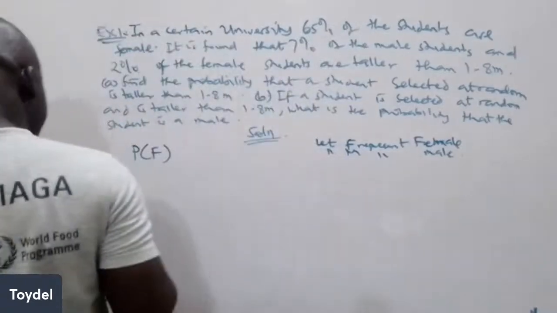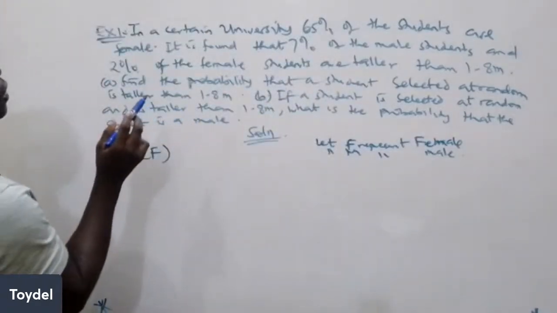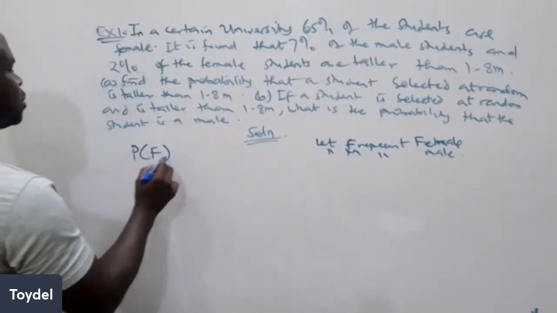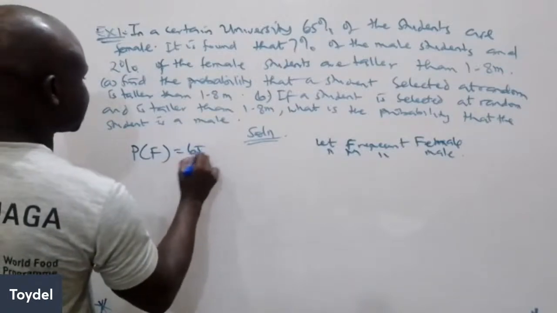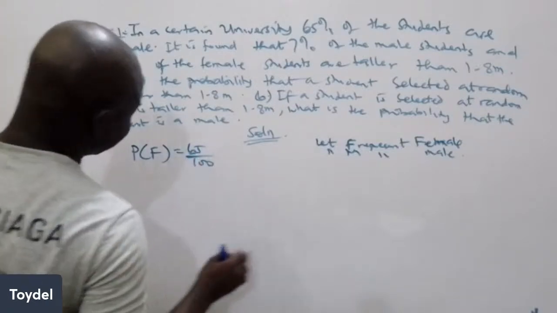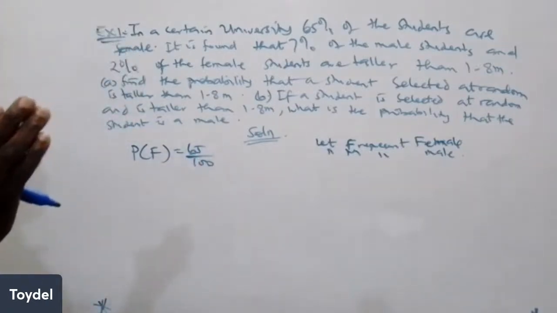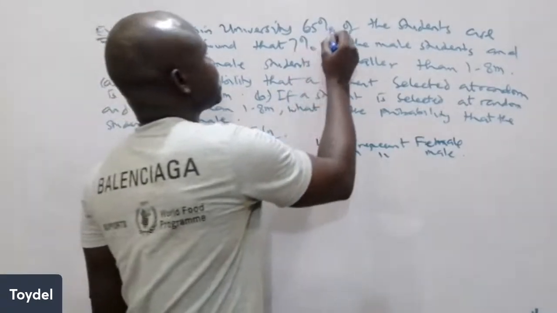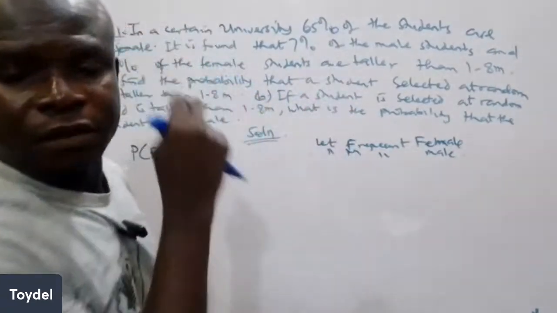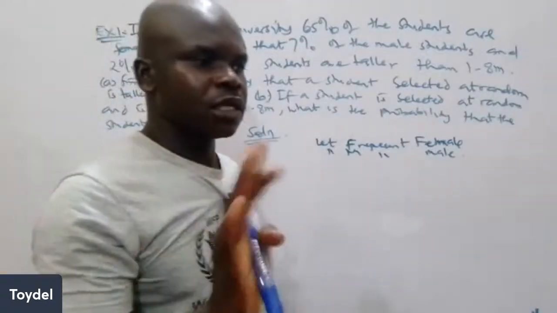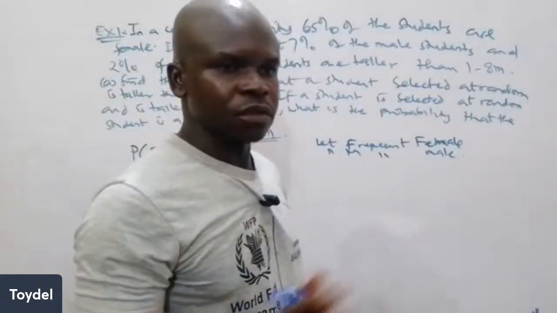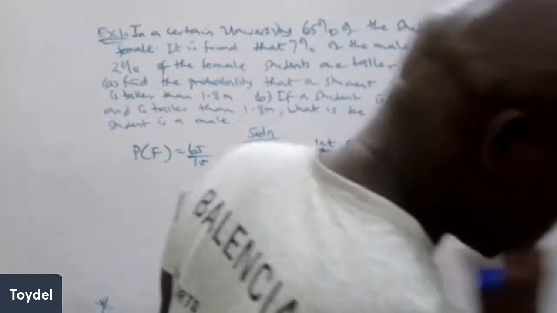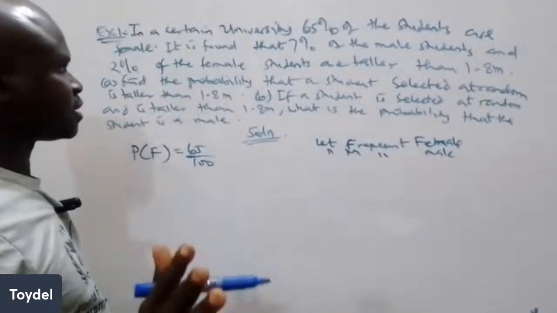In this case, we are given the probability of the female student at the university to be 65, that's 65 over 100. If 65% of the students are female, automatically 35% of the students will be male. We assume that we only have male and female in that school, no other sex, no cross gender or transgender. We don't have that.